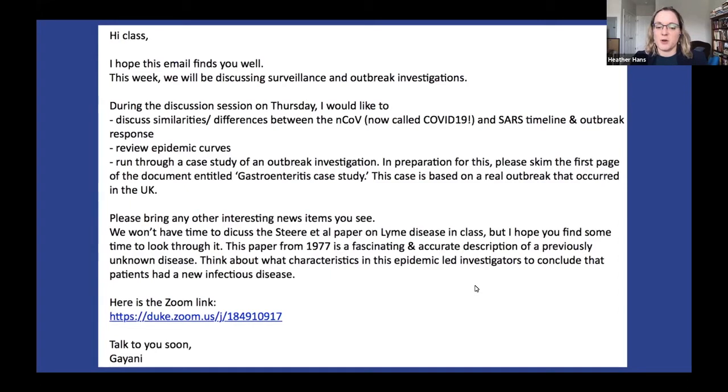And she also talks about what we might not get to, but what you need to know at least a little bit about. And then finally, she gives the Zoom link for that week. So that's kind of an example of how you can cover some of both the content for the week and what you're expecting from them, as well as help them prepare if you are doing some sort of live session.